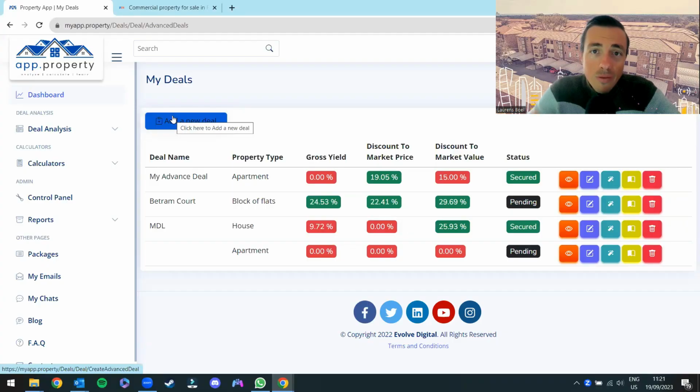Let's jump in. The advanced calculator is much more advanced than the basic calculator and gives you a much more comprehensive view of whether the deal does make financial sense or not. And as part of this tutorial, I'm going to take you through a live block of flats to show you how you would go through the process of analyzing this deal.